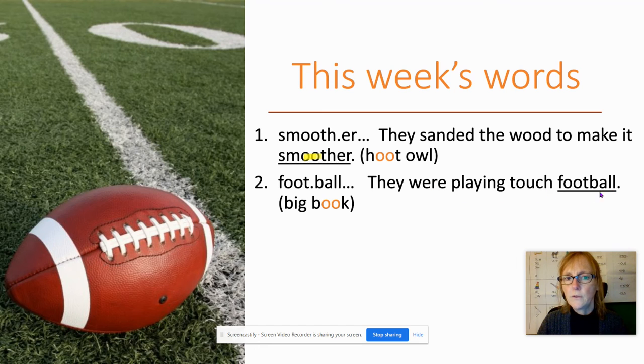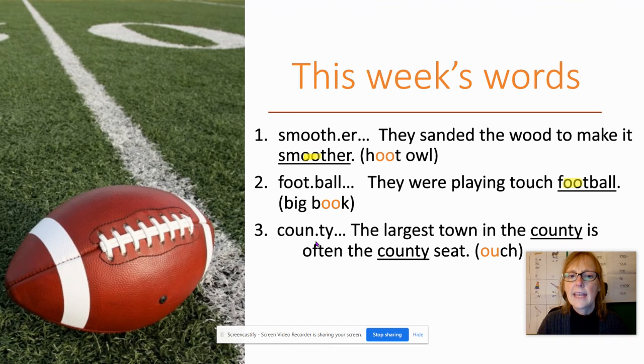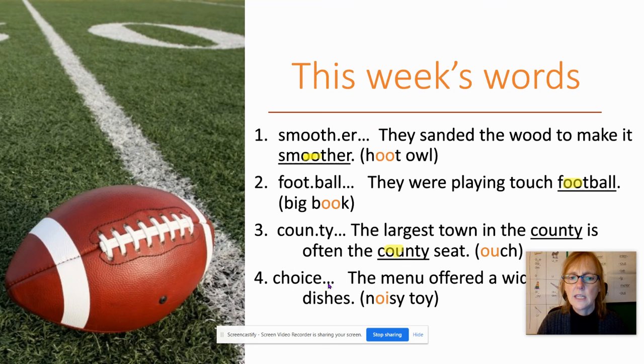They were playing touch football. The football has the short oo sound, also spelled double O. County: the largest town in the county is often the county seat. This is the ow sound as in ouch when she hurts her knee there, ouch, county.